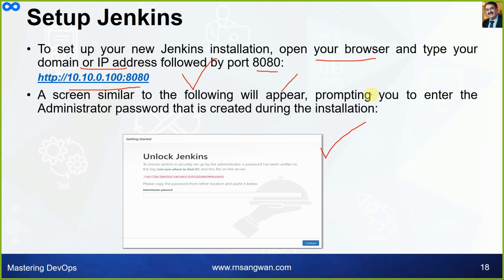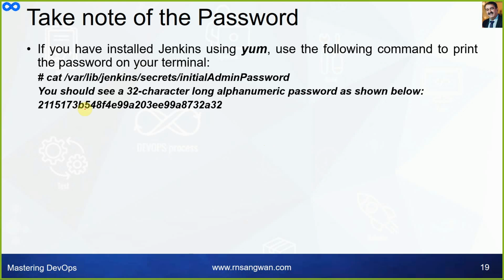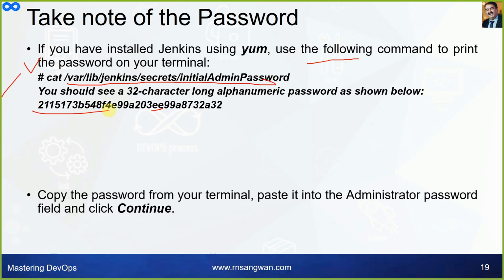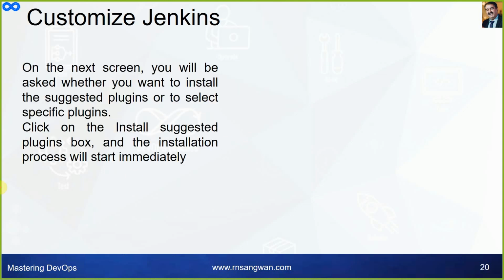You have seen that in action. Yes, the same screen was visible and the path was given for the password. I used the cat command to see this password and I pasted it here. If you have installed Jenkins using yum, use the following command to print the password: cat /var/lib/jenkins/secrets/initialAdminPassword, and you should see this password. Copy this password from your terminal, paste it into the administrator password field and continue.